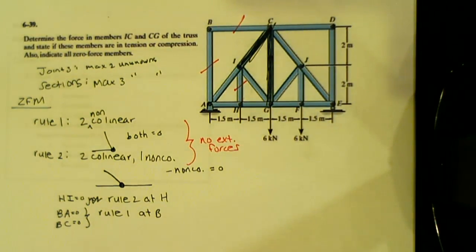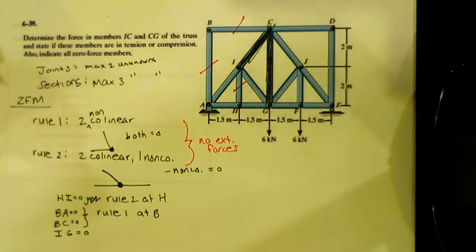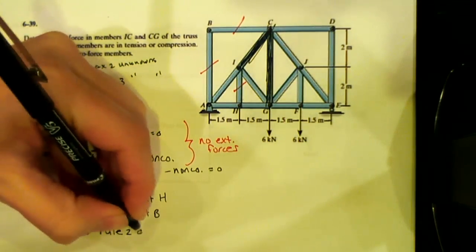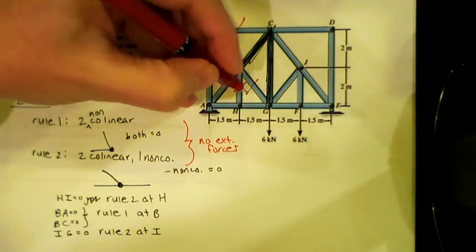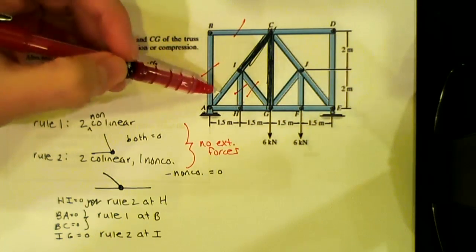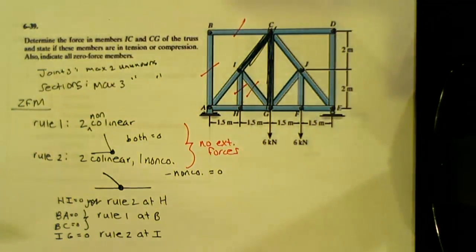What else? IG, good. So IG is equal to 0 based off which rule? Rule 2 at which joint? I. Good. So IG is 0. Once we get rid of HI, then we have 2 collinear, 1 non-collinear, that one's 0. That's why I always put an X through the ones once I've deleted some of those.